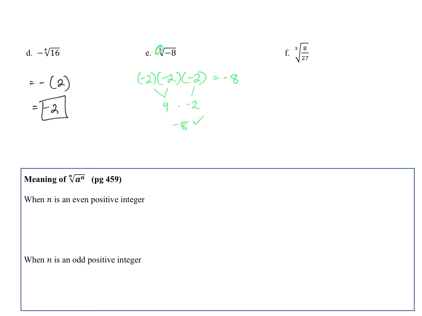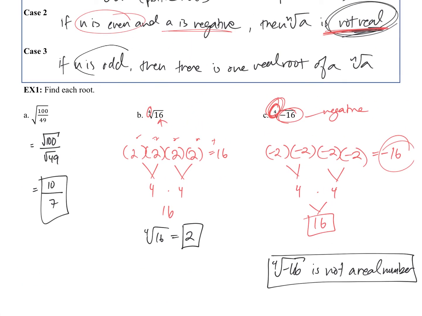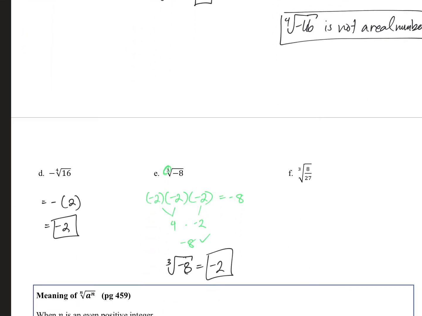So that works. The cube root of negative 8 is negative 2, which works with that rule that we learned right here. If the n is odd, we had a cube root, then there's one real root, which we found.